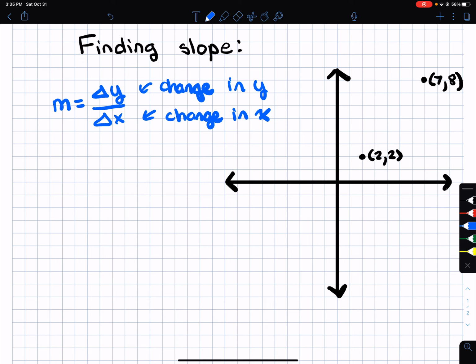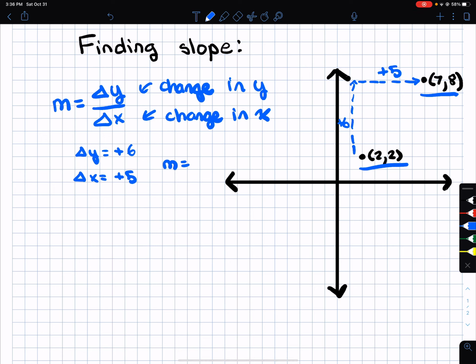So once we have that, let's say I give you these 2 points, (2, 2) and (7, 8). Now we're going to count up, right? From (2, 2), if we're going up, that's going up 6 points. So that's plus 6, our change in y. And then going 1, 2, 3, 4, 5 points all the way to 7, we can find that our change in y is equal to positive 6, our change in x is equal to positive 5, and now our slope is equal to positive 6 over 5.